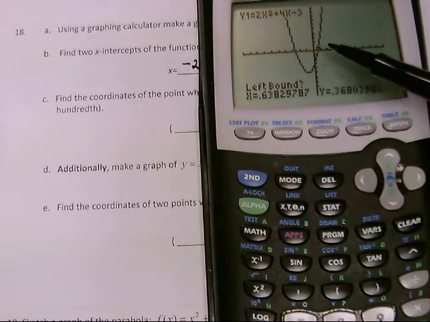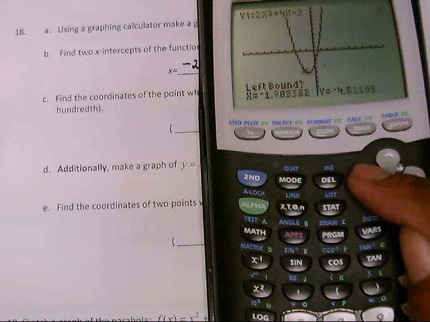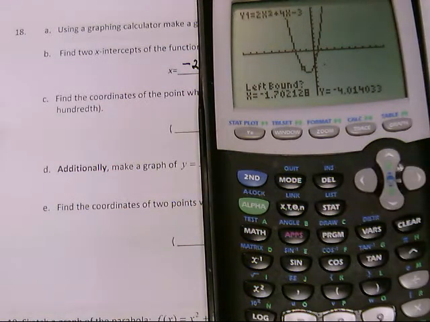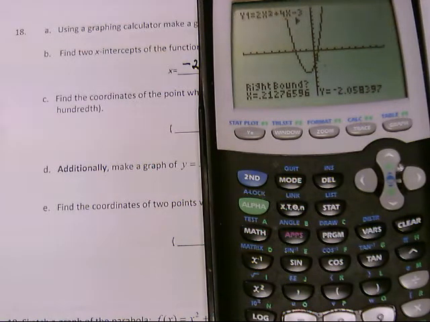Now for the left bound, we want the cursor on the left-hand side of that minimum point, like I have here, and then press enter. And then for right bound, we want the cursor on the right-hand side of that lowest point on that graph, and then press enter. And then after guess, go ahead and press enter.